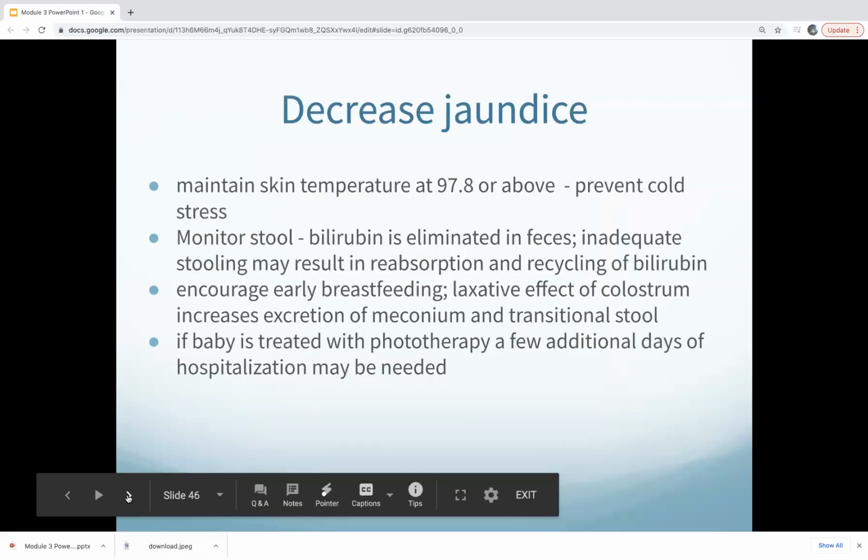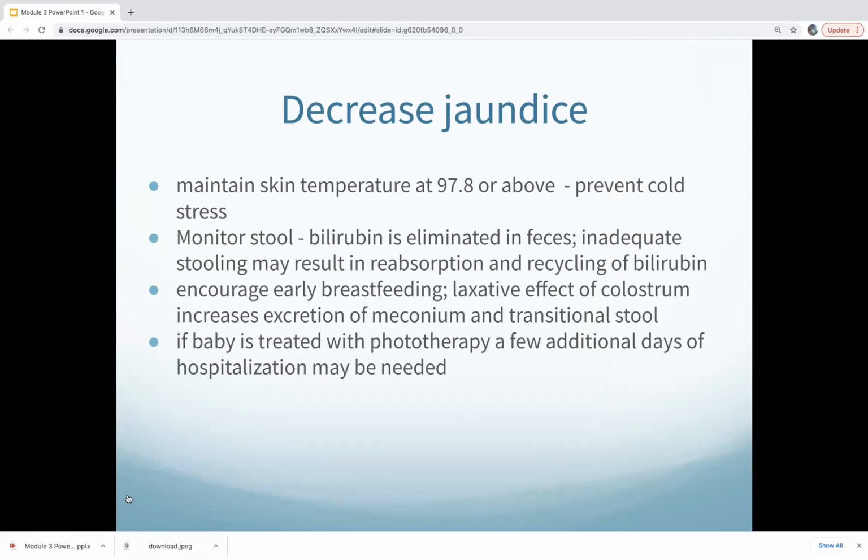All right. So decrease jaundice, maintain the body temperature. Again, we want to prevent cold stress. Key, big thing, highlight it, monitor that stool. That is how the bilirubin is getting eliminated. So you'll hear what's known as breastfeeding jaundice. It's not caused by breastfeeding, but it's because the baby is not getting enough, because breastfeeding just hasn't been working well, so to speak. So it results again in inadequate stooling, which may result in reabsorption or recycling of that bilirubin.